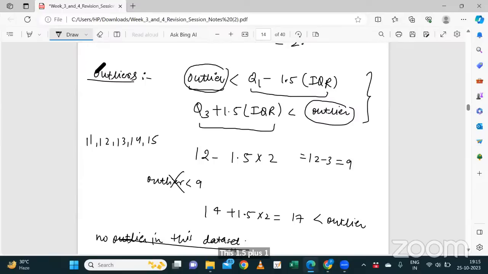Suppose someone asked you a question: identify whether there is any outlier in your data set or not. There is one method to check this. You have to check whether there is any observation which is less than Q1 minus 1.5 times IQR; that will be considered an outlier. And if there is any observation greater than Q3 plus 1.5 times IQR, you can consider that observation an outlier.